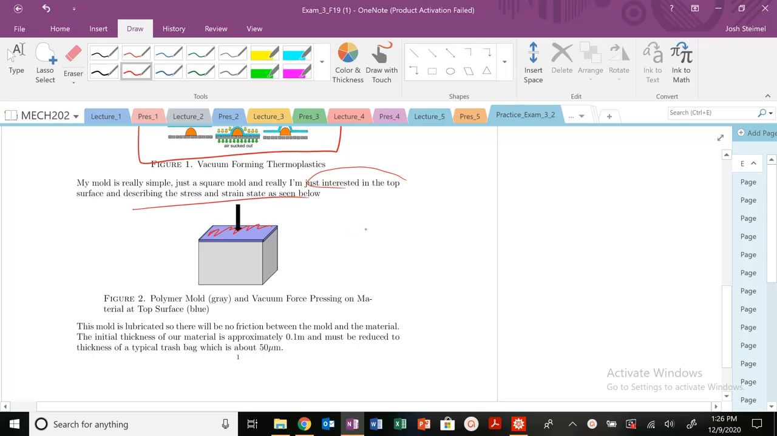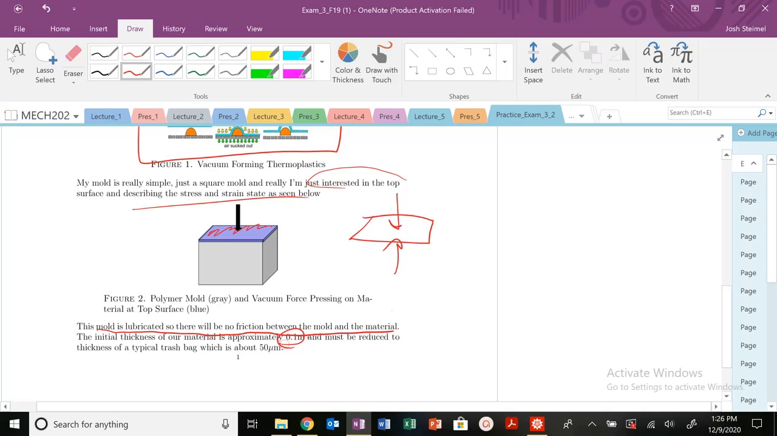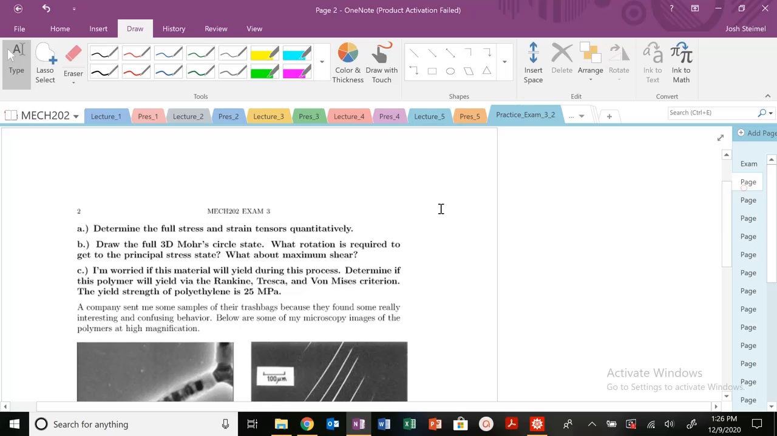We can non-dimensionalize this as just a block of material like this that's being pressed down here and free at every other end. Also, the mold is lubricated, so there's no friction between the mold and the material. The initial thickness of the material, Ti, is equal to 0.1 meters. Our final thickness, Tf, is going to be 50 micrometers. And we're asked to determine the full stress and strain tensors quantitatively.